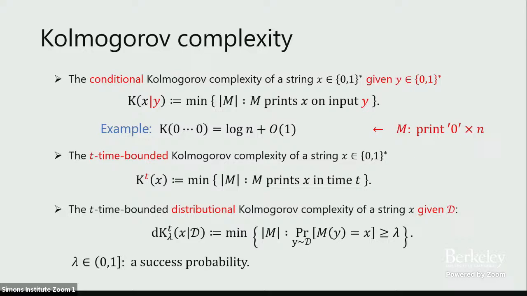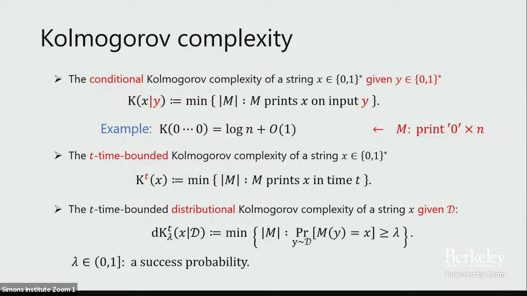So distributional Kolmogorov complexity is defined to be the length of a shortest program M such that, if we take a random string from the distribution D, the probability that M outputs X given the input Y is at least lambda, where lambda is a parameter given to the distributional Kolmogorov complexity. So that's the definition. In particular, this generalizes conditional Kolmogorov complexity, in the sense that if you consider a singleton distribution of Y, then this is equivalent to conditional Kolmogorov complexity.